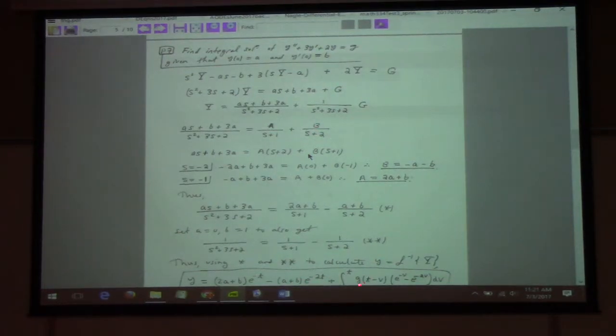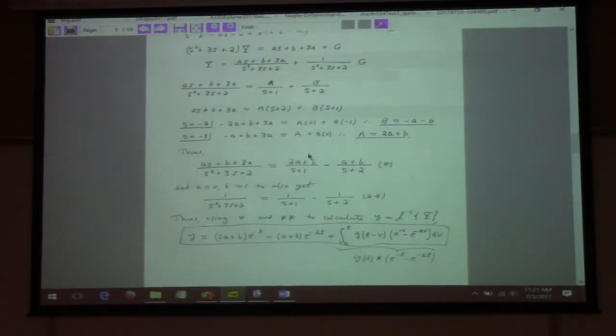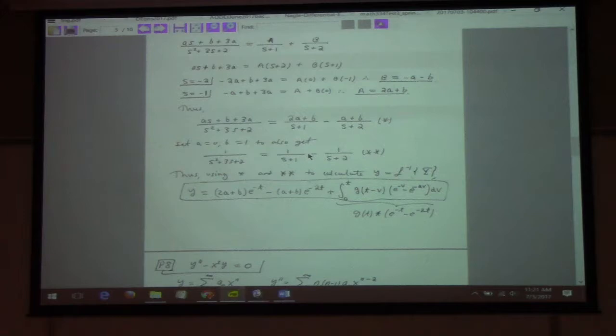And then over here, we have integral from 0 to t, g of t minus v, e to the minus v minus e to the minus 2v, because this is the inverse transform of that evaluated at g. So what I'm doing is I'm using the convolution of g of t and the inverse transform of this guy, which happens to be e to the minus t minus 2 e to the minus 2t. So that's the integral solution. That's the best I can do, at least, without being given a specific form for g. That's kind of where we're stuck.